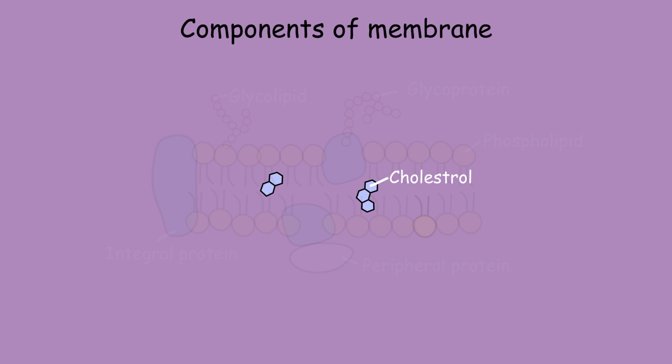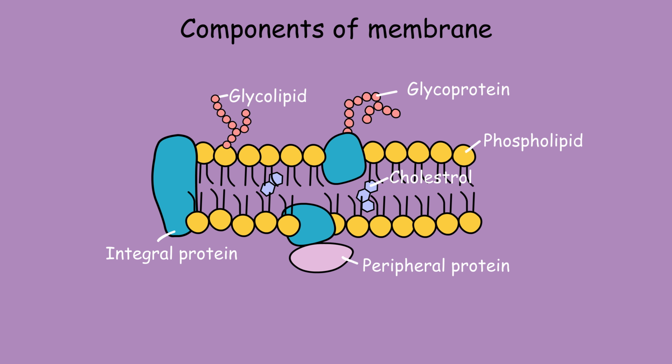And finally, cholesterol sits between the phospholipids, helping control membrane fluidity. It prevents the membrane from becoming too fluid at high temperatures or too rigid at low temperatures, in turn keeping the membrane stable and functional.